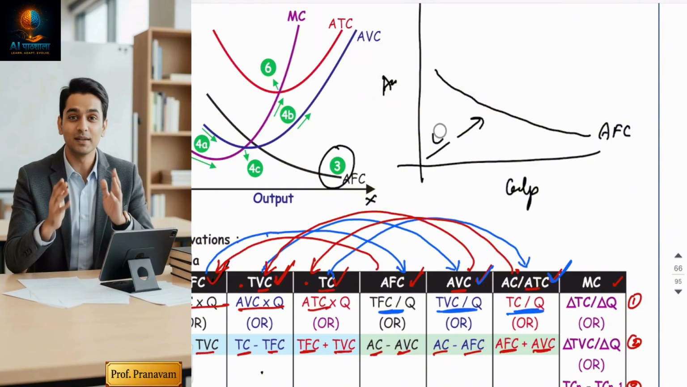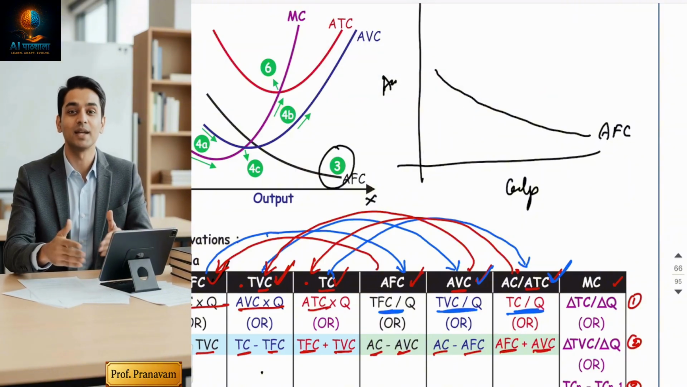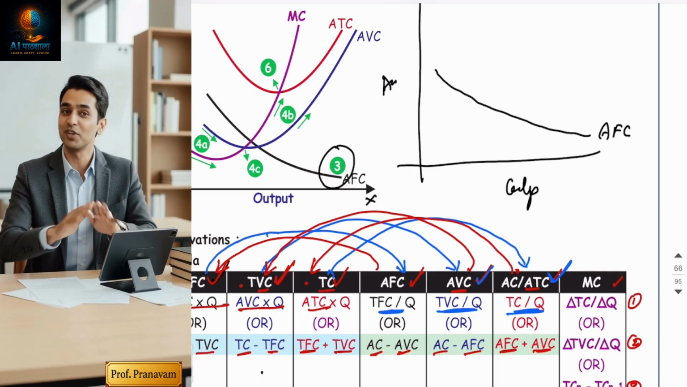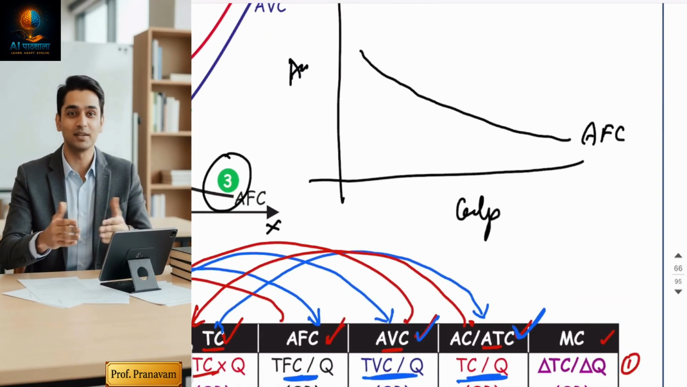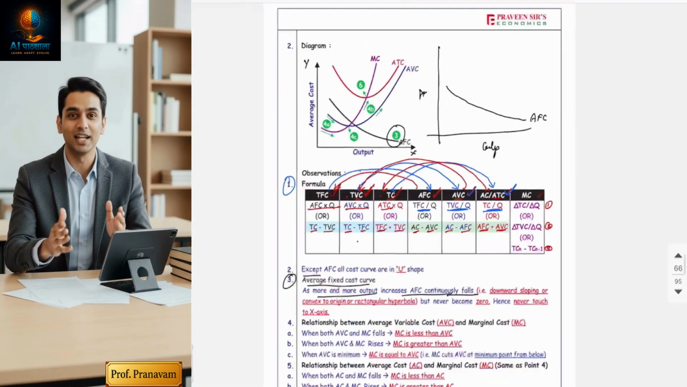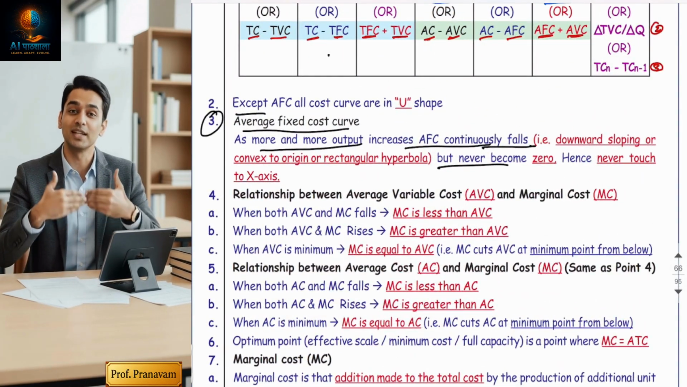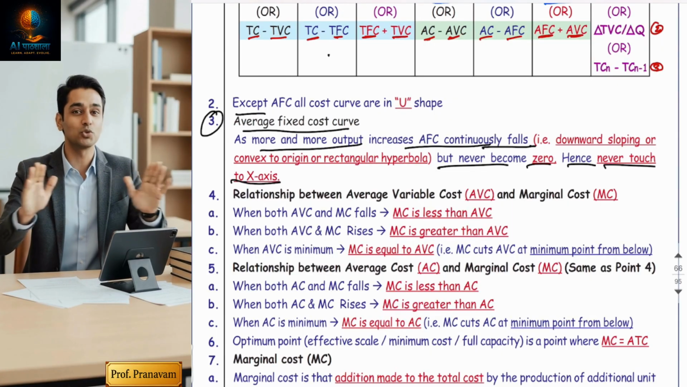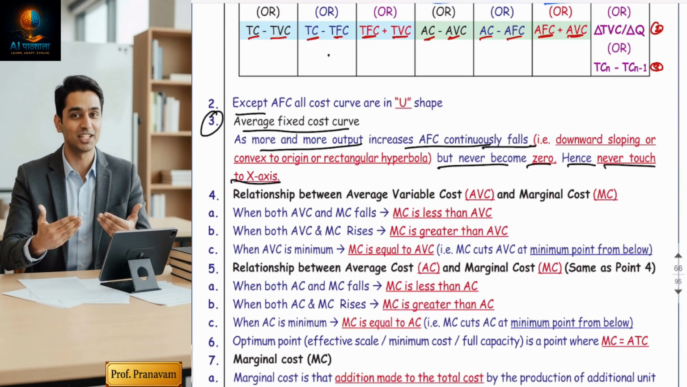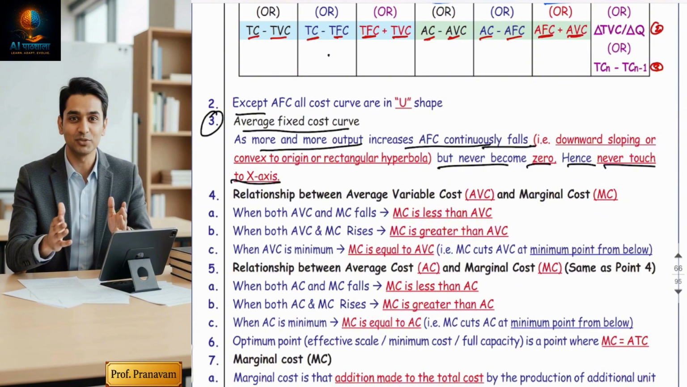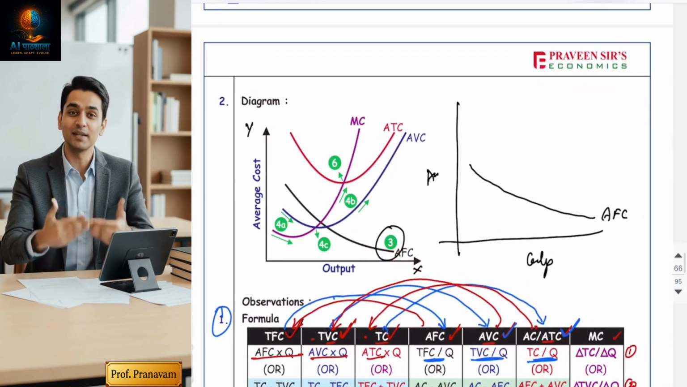But sir, if I continue to produce more and more output, my AFC will continuously fall. Yes, but one fact: AFC will never become zero. That means AFC will never touch the x-axis. So I've written in point number 3, downward sloping curve, but it will never become zero, hence never touches the x-axis. Whatever statements are underlined in red are your important MCQs. We understood point number 3.